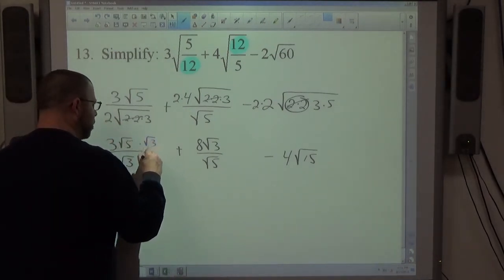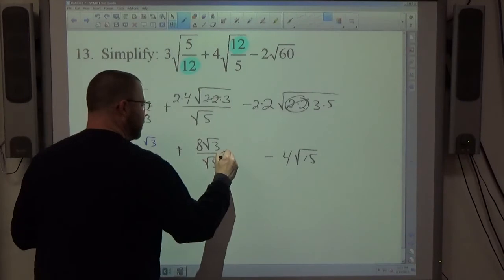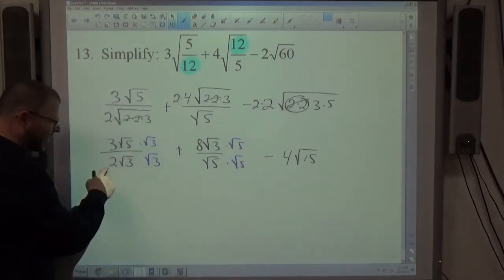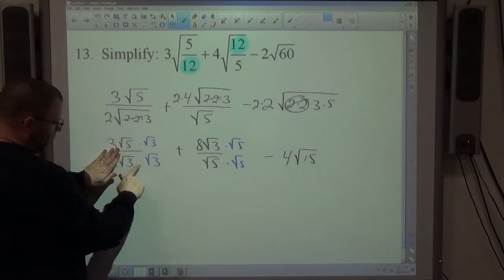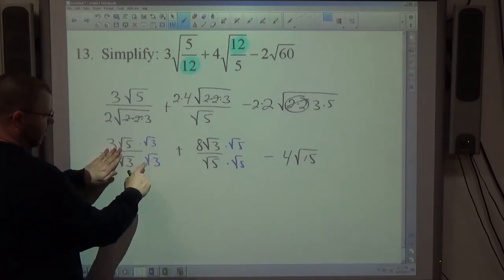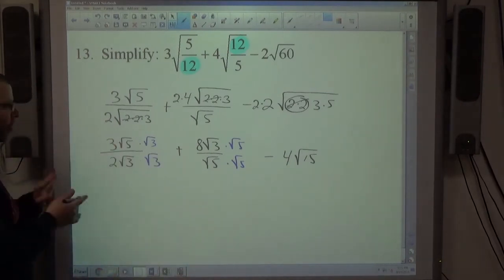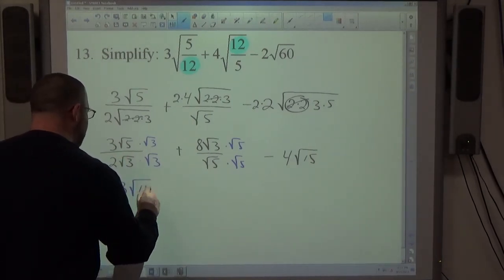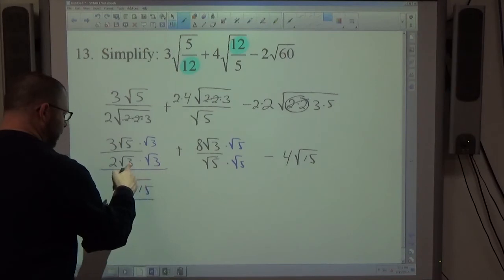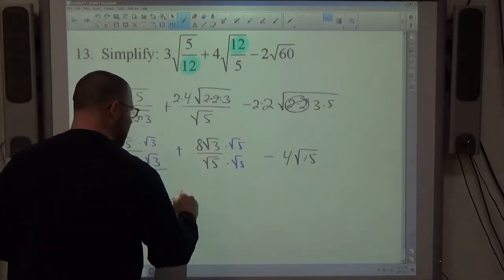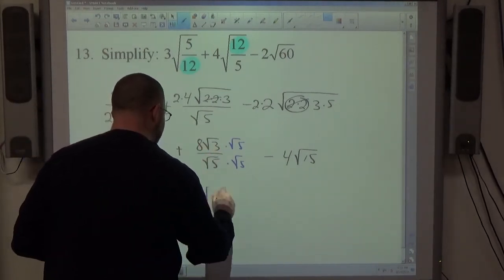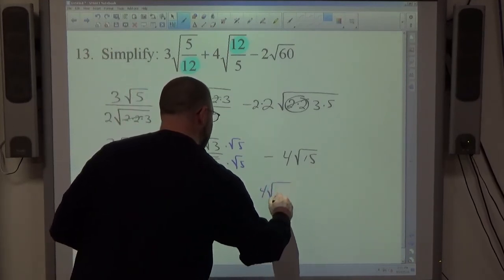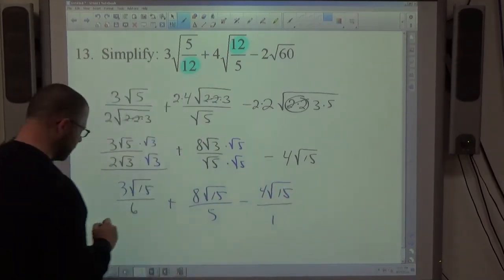Times the square root of 3 over the square root of 3 times the square root of 5 over the square root of 5. Now this says 2 times the square root of 3, but the radical is what the problem is. So square root of 3 times itself makes 3. All of a sudden there's no radical in the bottom. So that's fine to do it that way. So 3 times the square root of 15 over 3 times 2. 8 times the square root of 15 over 5. Minus 4 times the square root of 15 over 1.